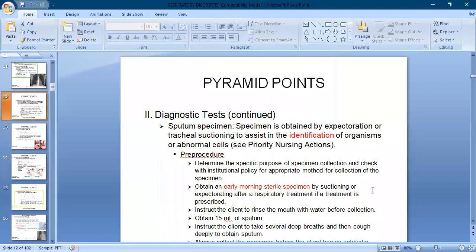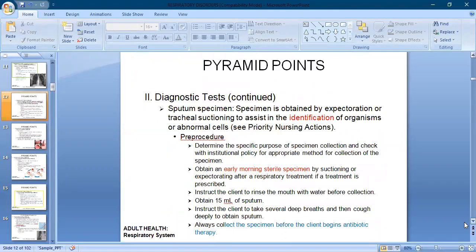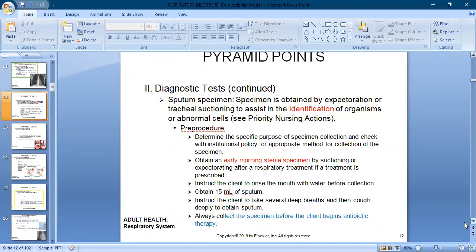Now, continuing with the other diagnostic tests, this one is called sputum collection. Like I give a scenario: if a patient has TB or tuberculosis, we know that TB can be diagnosed by the tuberculin test, but as a confirmatory test, we have to examine the sputum. If acid-fast bacilli are present there, that is the identification.